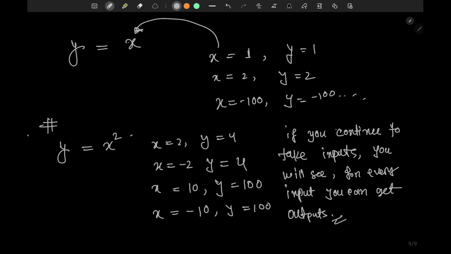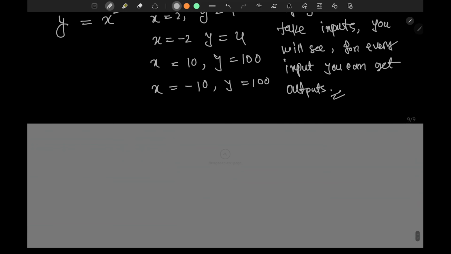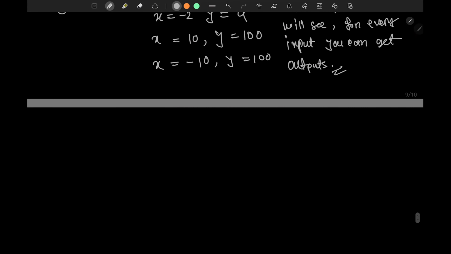So does this qualify this relation as a function? The answer is yes, because the criterion of a relation being a function was that for a single input, there cannot be multiple outputs. However, for multiple inputs, sometimes you can have a single output. Okay, let's consider another example, and this will make things more clear as well.